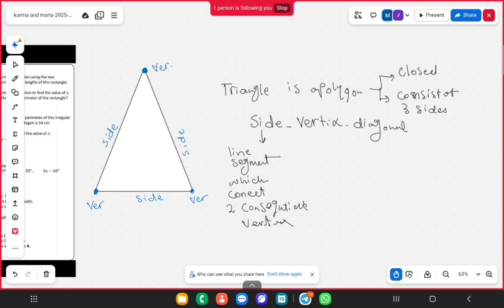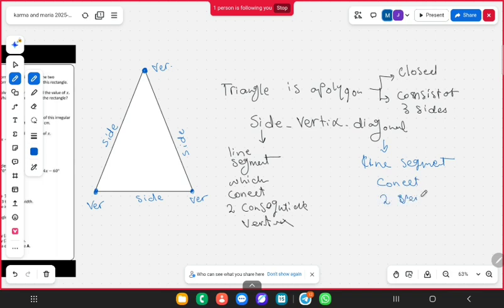What about the diagonal? That does not exist in the triangle. Why does it not exist? Because a diagonal is a line segment that connects two vertices that are not consecutive. Because of that, there is no diagonal in the triangle.